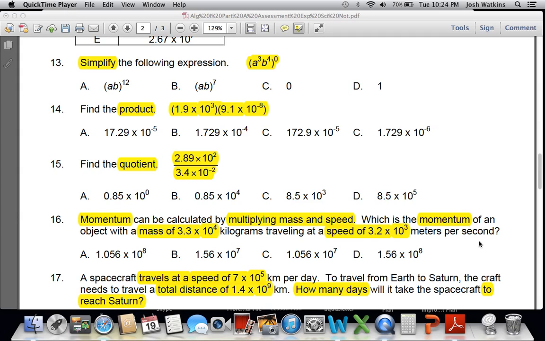Number 14. Find the product of 1.9 times 10 to the third multiplied by 9.1 times 10 to the negative 8. So find the product of that expression. Number 15. Find the quotient of 2.89 times 10 to the second over 3.4 times 10 to the negative second. You're finding the quotient.